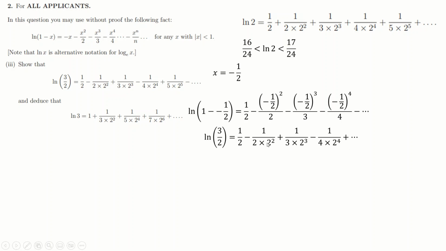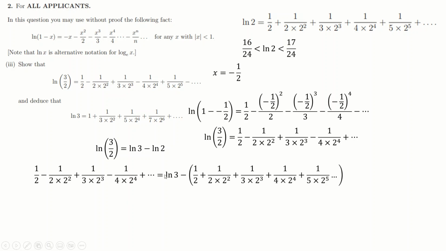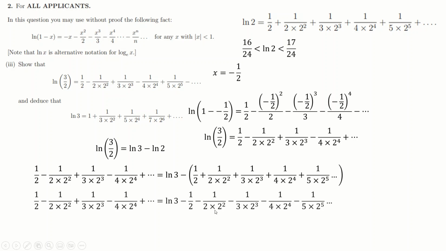And now, okay, what can I do here? Well, I can break log of 3 over 2 into log of 3 minus log of 2, just by log laws. Which is helpful because now I have a power series for this, I have a power series for that, and I can just have that one in the middle, and I can rearrange these to give me a power series for log 3. Now when I expand out this minus here, this will cancel with this, and this will cancel with this. So all the even things cancel.